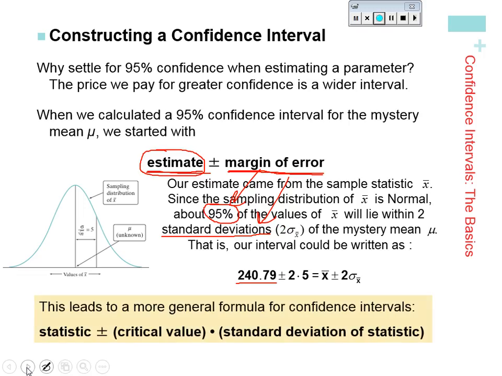So just as a more general formula here, the statistic is the value from the sample. The critical value is essentially the z-score that's associated with the confidence level, and then the standard deviation of the statistic is the value that we get from the sample.